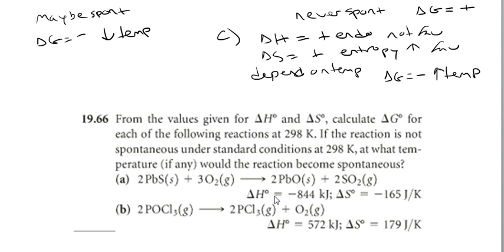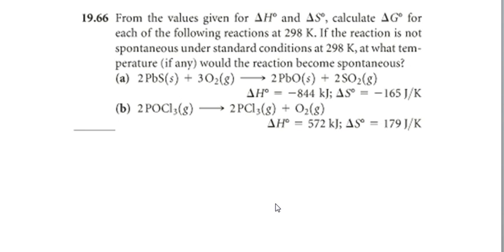Okay, we're going to go to number 66, the next one, and now we're going to do some calculations. So the equation we're using here is delta G equals delta H minus temperature times delta S. And all of these are standard conditions. We have to use standard conditions to use this equation.